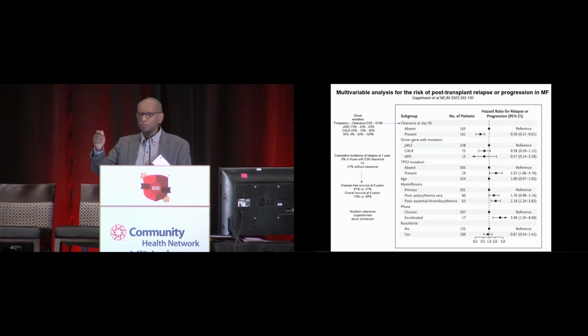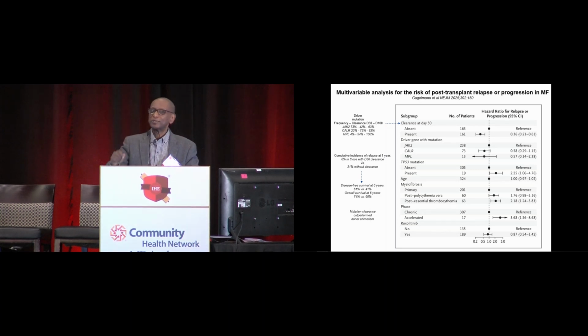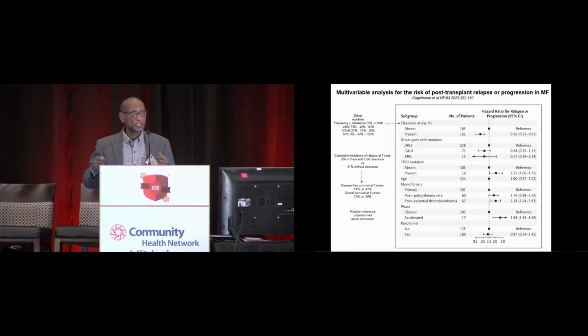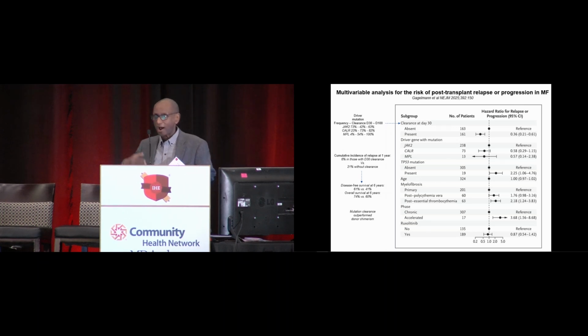Very few things, but the most important thing is the day 30 clearance of the driver mutation. So you're a JAK2 mutated myelofibrosis, you get the transplant, on day 30, no JAK2, you're good. Less than 10% risk of relapse. A little bit there, not very good. Is this actionable? Perhaps. Perhaps we can intervene with donor lymphocyte infusion earlier, much earlier and harder.